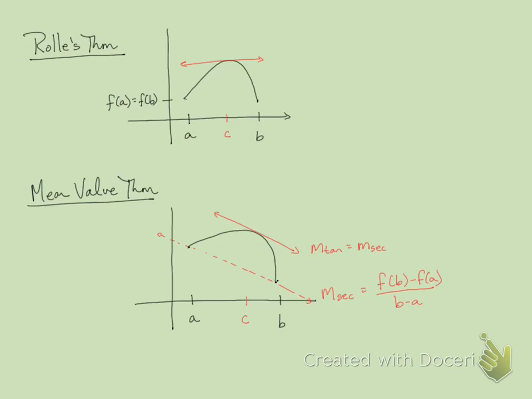Well, in Rolle's Theorem, the slope of the secant line is 0 because the secant line connecting f of a to f of b is horizontal, since f of a equals f of b. So the slope of the secant line equals 0. And Rolle's Theorem then said that there exists some value c such that the slope of the tangent line equals 0. Essentially saying that the slope of the tangent line is the same as the slope of the secant line.